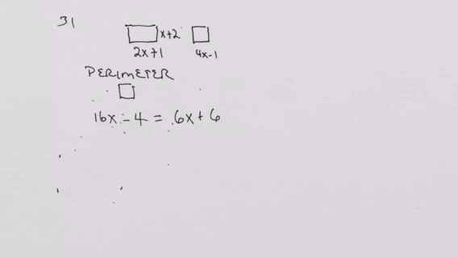You're going to have to make sure you can duplicate that. Now, I'm going to subtract 6x from both sides, and I'm going to add 4 to both sides. That's going to give me 10x equals 10, and then x equals 1.